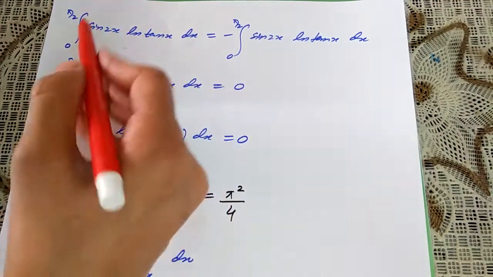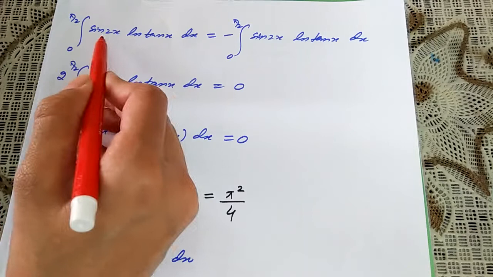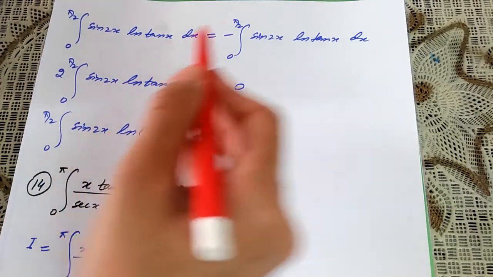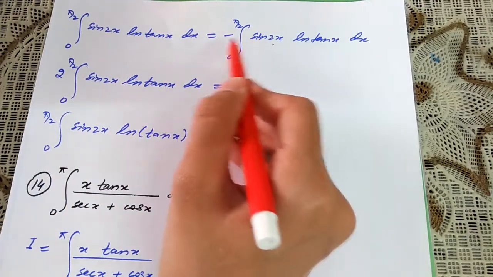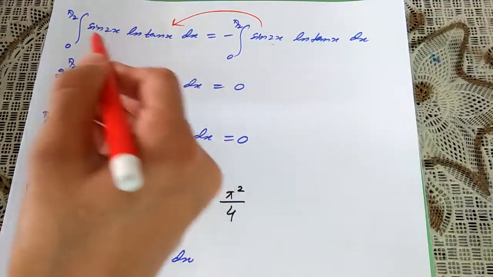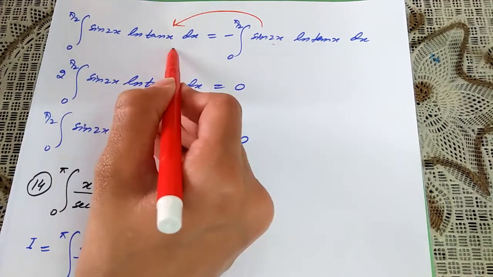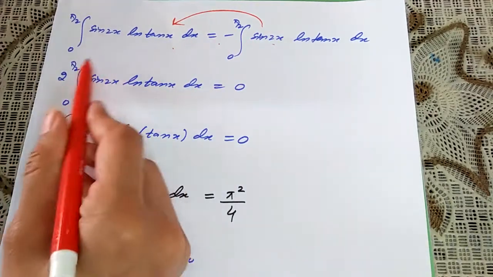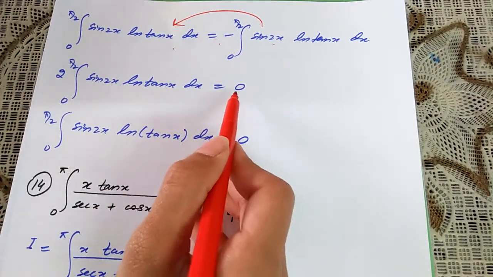Now, what was our question? Our question was the integral from 0 to pi by 2 of sine 2x ln tangent x dx, and on the right hand side I got the same thing but with the negative sign. I can move it on the left side. It will become plus. So plus this integral, I will get 2 times this integral equals to 0.